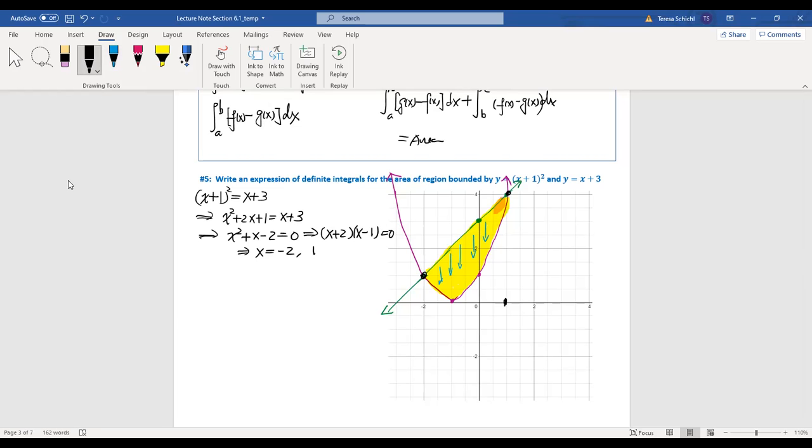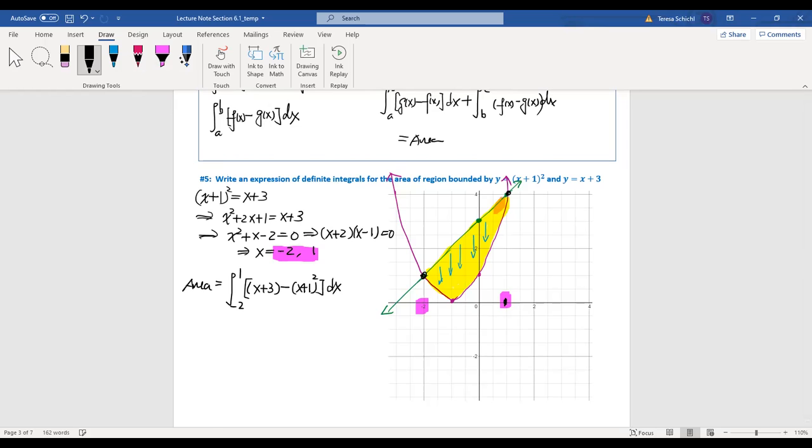So what is our area here? So our area will be what? From where to where? From -2 to 1, right? So here, this is from -2 to 1. That's where these points are, correct? Okay, -2 to 1. So we need to use the green one minus the pink one. So it's x plus 3 minus (x plus 1) squared, dx.